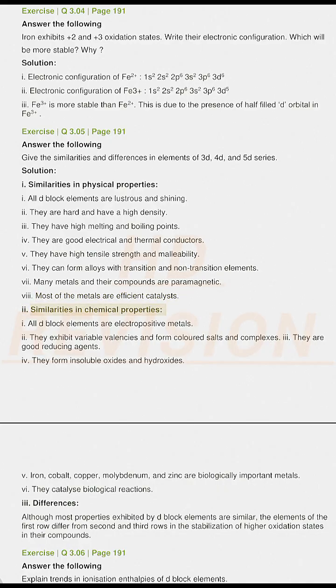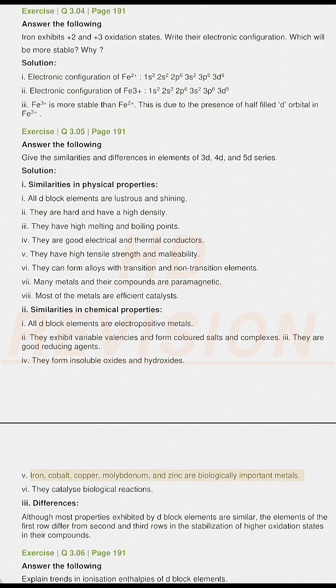2. Similarities in chemical properties. All d block elements are electropositive metals. They exhibit variable valencies and form colored salts and complexes. They are good reducing agents. They form insoluble oxides and hydroxides.